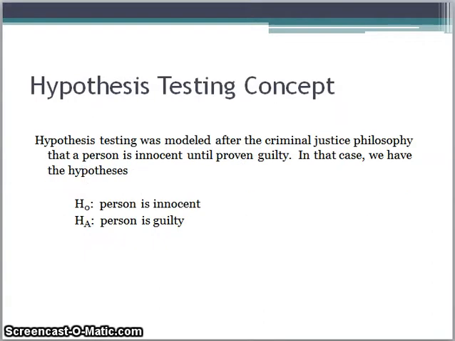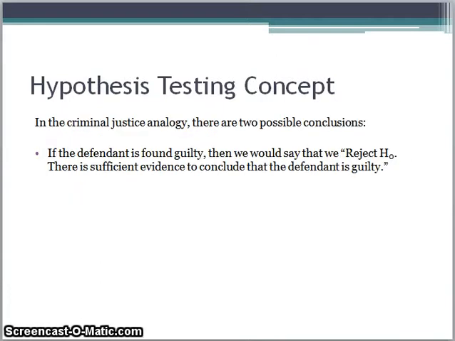So let's talk a little bit about the concept of hypothesis testing to start with. It was actually modeled after the criminal justice philosophy that a defendant is innocent until proven guilty. So for that scenario, we have the null hypothesis, again, what we're trying to assume, which is that the person is innocent, versus what we're seeking to prove, that the person is guilty. So we have innocent, which is H0, until proven, HA. Okay, so innocent until proven guilty, H0 until proven HA.